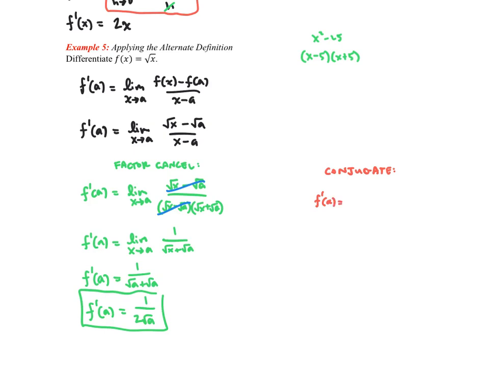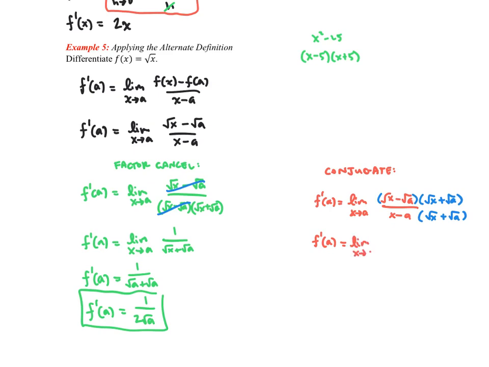f prime at a will equal the limit as x approaches a. I'm going to multiply square root of x minus square root of a over x minus a, top and bottom, times the conjugate of the top. All right, and remember, multiplying by the conjugate is useful because you don't have to FOIL. You just multiply first and last because the outside and the inside terms will reduce.